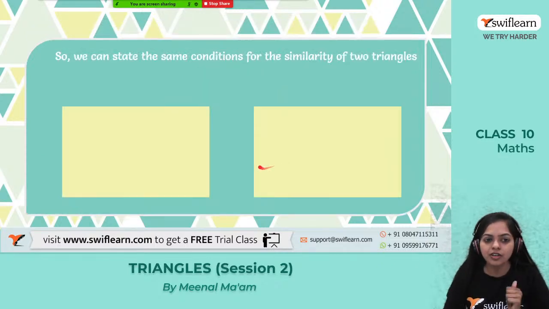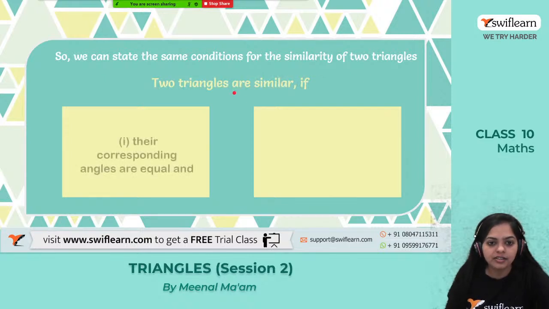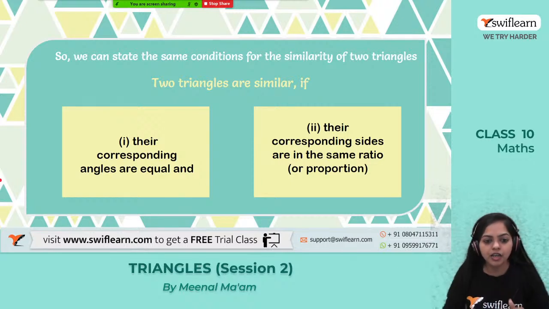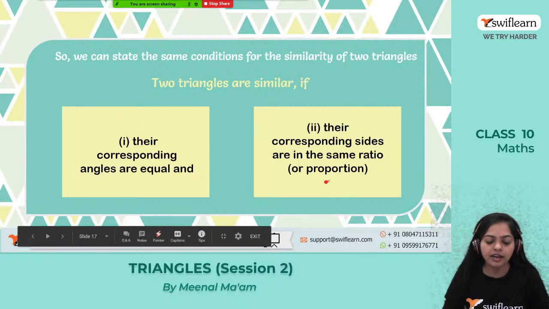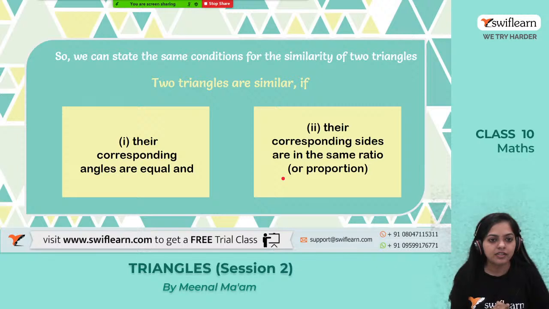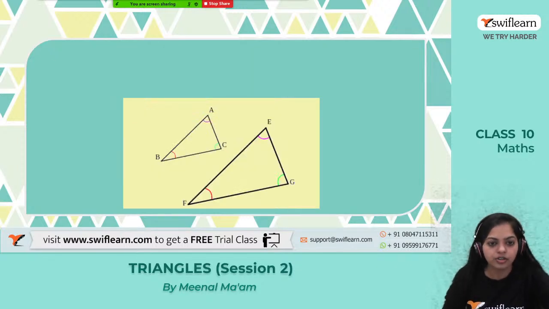Yes, let's have a look. We can state the same condition for the similarity of triangles. So two triangles are similar if their corresponding angles are equal and, second, if their corresponding sides are in the same ratio or proportion. What is the first condition? Their corresponding angles are equal and their corresponding sides are in the same ratio. Got it everyone?